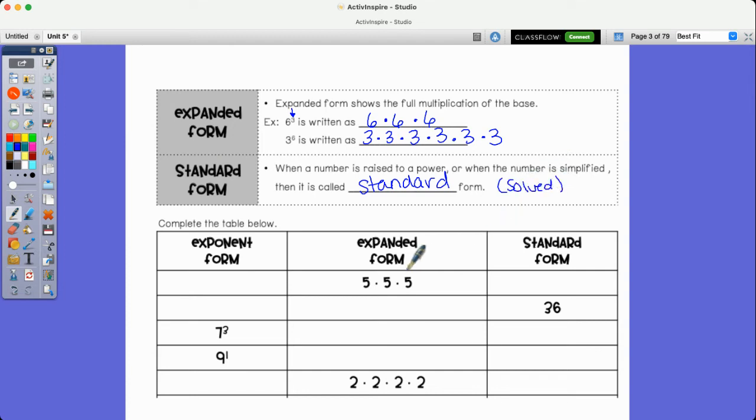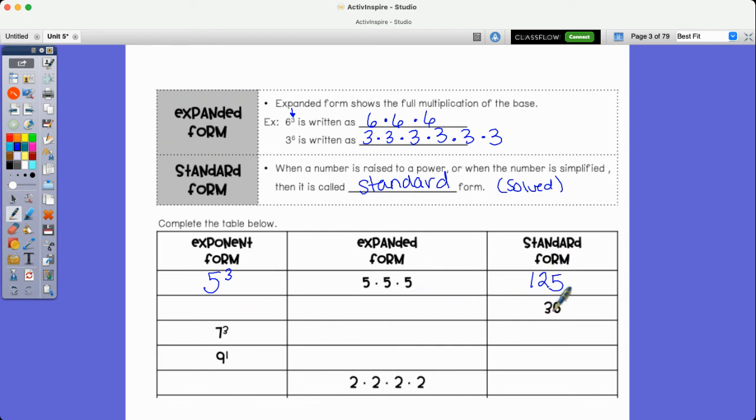Okay. So we have 3 forms that we're going to work on. Like you can see my hands, I'm holding up 3. So first is the exponent form. So how many, my base is 5. And how many do I have? I have 3. My standard form is 5 times 5 is 25 times 5 is 125.